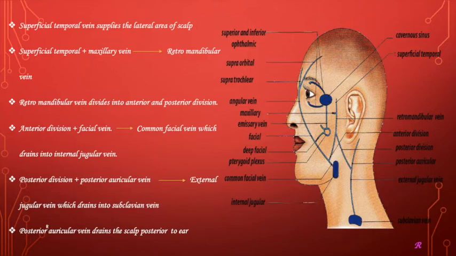Next is the posterior auricular vein. Like the arteries, it drains the scalp posterior to the ear. Posterior to the ear, the scalp is drained by the posterior auricular vein. You can see this vein is going towards this side.